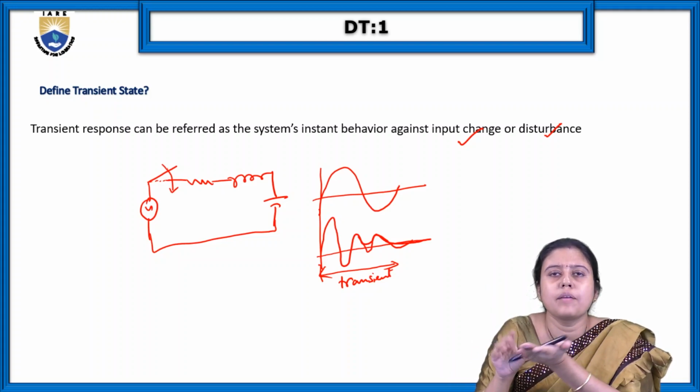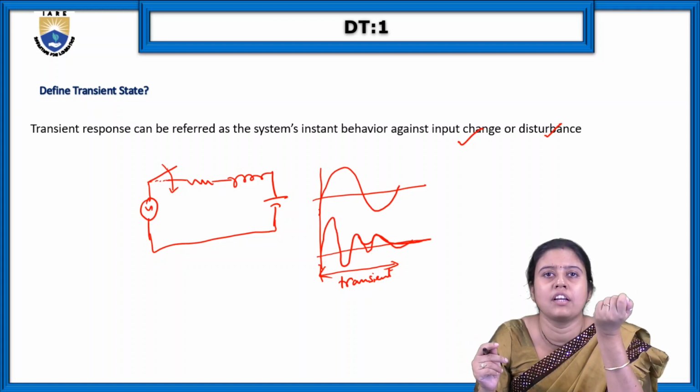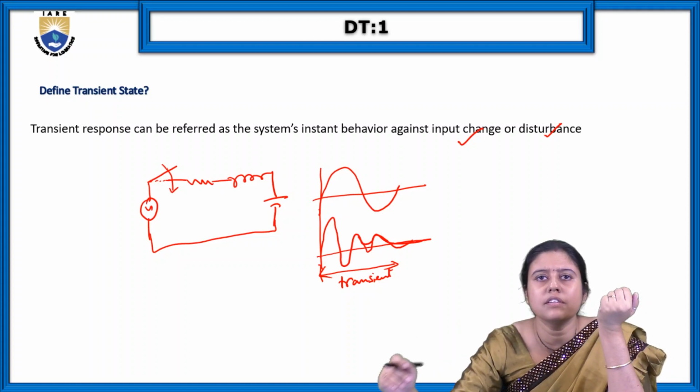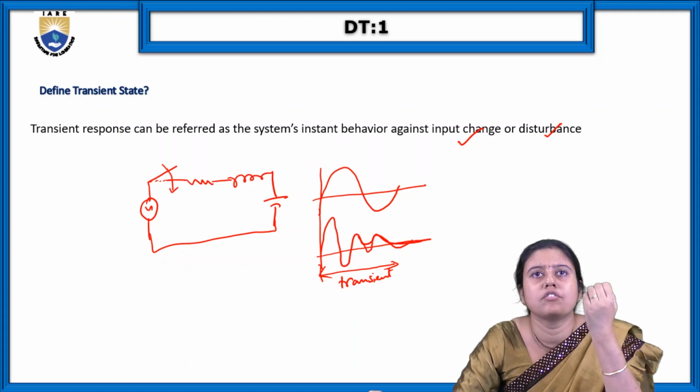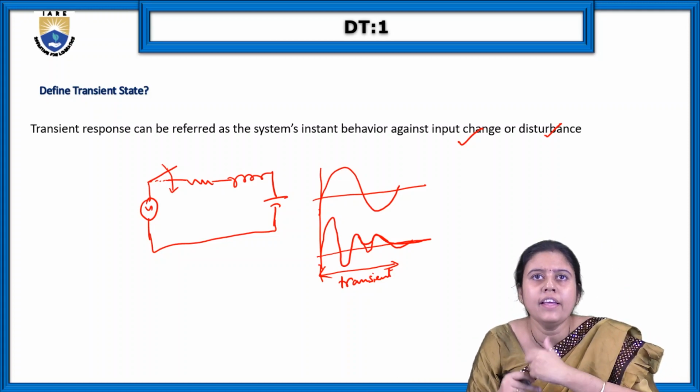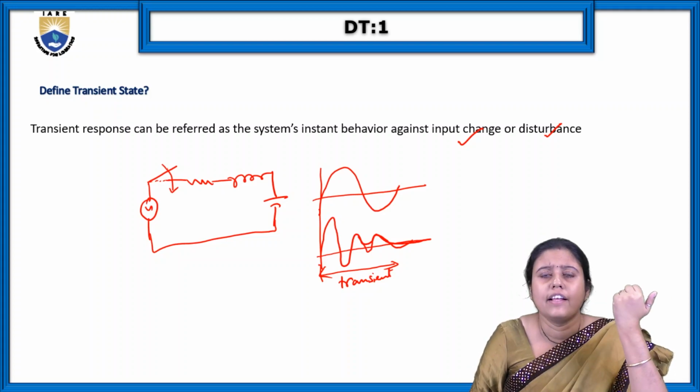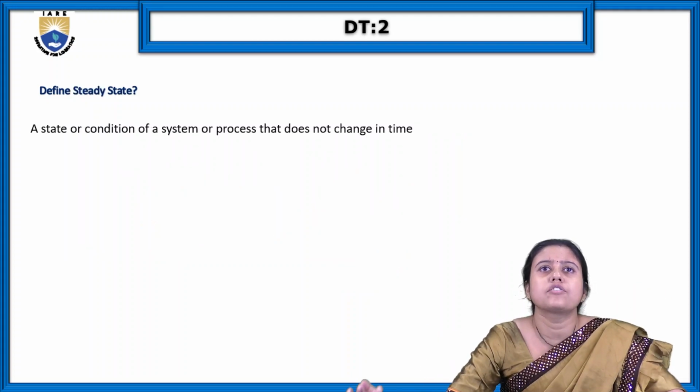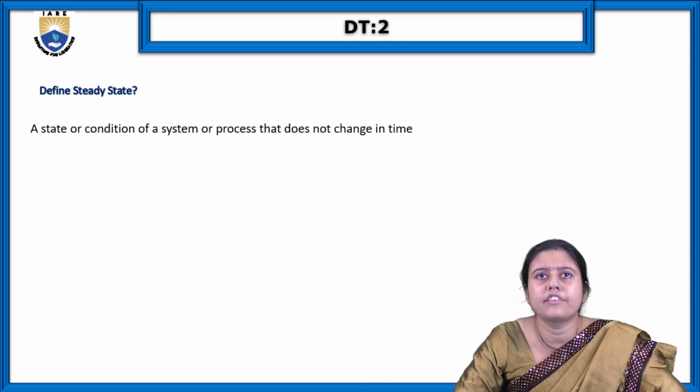So what is the disturbance? The disturbance is friction. So this is called the transient state or transient response.